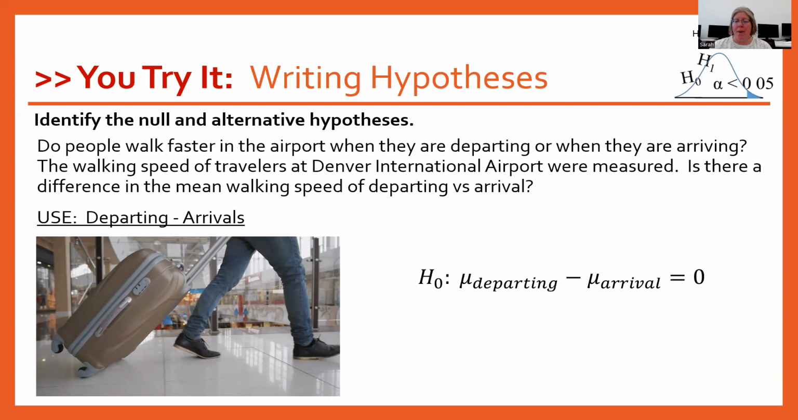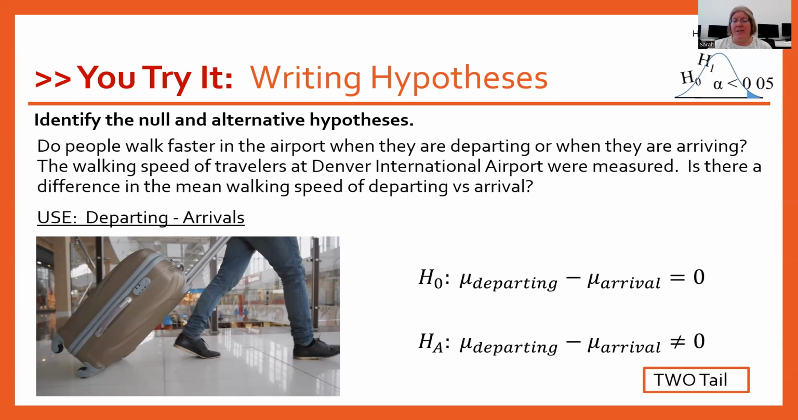So it makes our null hypothesis the mean of the departing minus the mean of the arrival is equal to 0. And our alternative is that the mean of the departing minus the mean of the arrival is not equal to 0, because all it asks is, is there a difference? So that gives us a 2-tailed test.